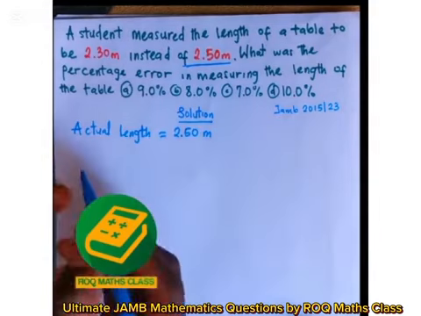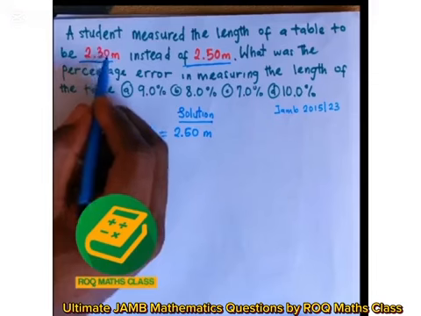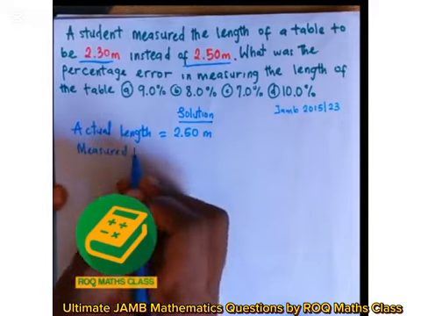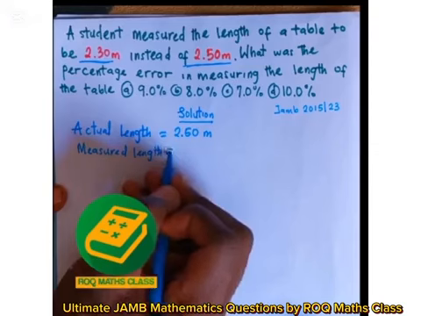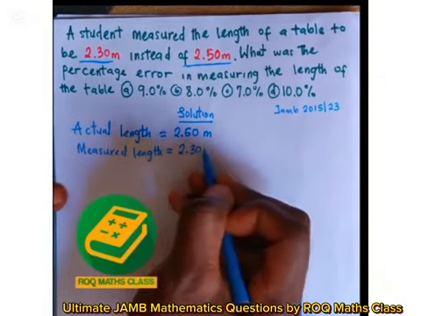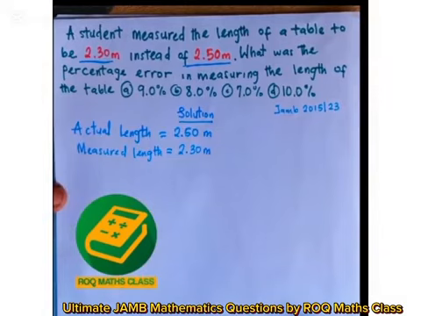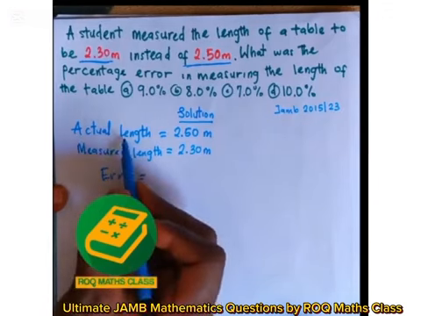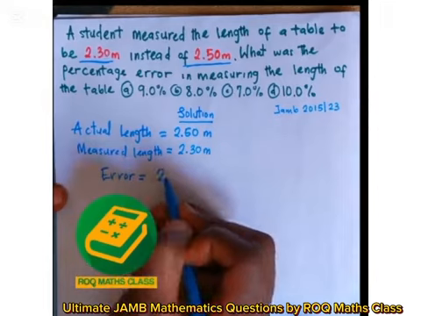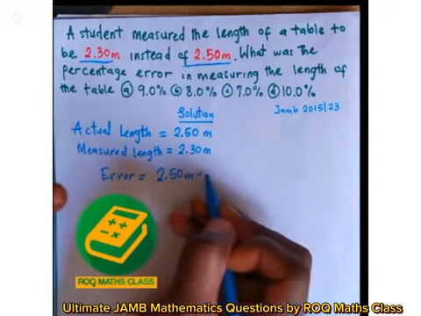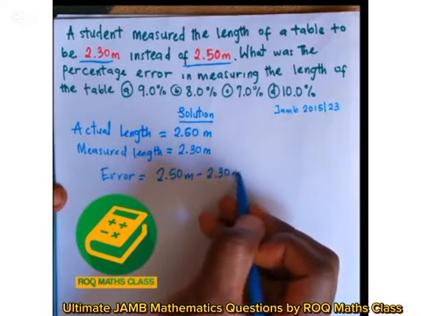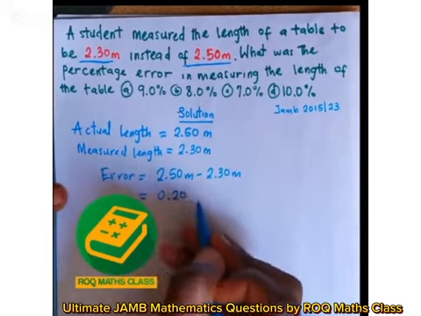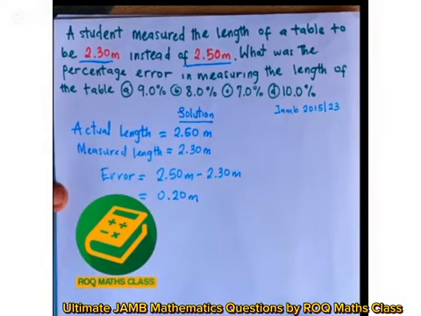So the measured length, measure what? 2.30 meter. So our measured length is equal to 2.30 meter. So the error is actual length minus the measured length. So I have 2.50 meter minus 2.30 meter, which is same thing as 0.20 meter. So this is the error made.